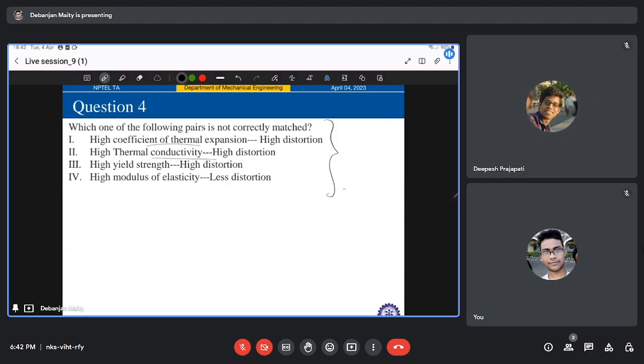As I was saying, a high coefficient of thermal expansion will lead to high distortion, high yield strength also will lead to high distortion, and a high modulus of elasticity will lead to less distortion. And if your thermal conductivity is high, it can dissipate heat very quickly, so it will not allow distortion to happen to that extent. So this is not true or not correctly matched. The correct option is two.